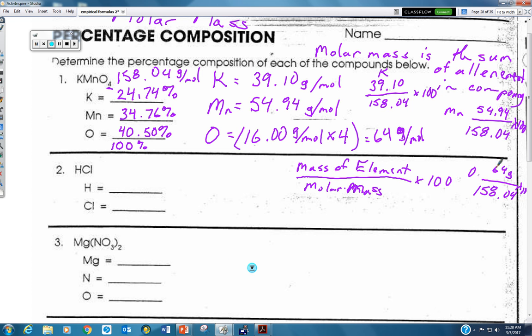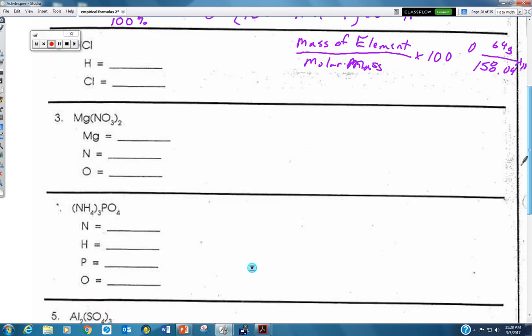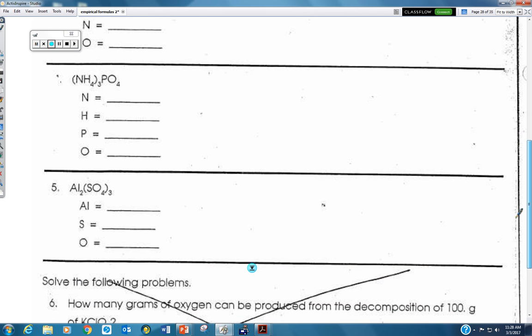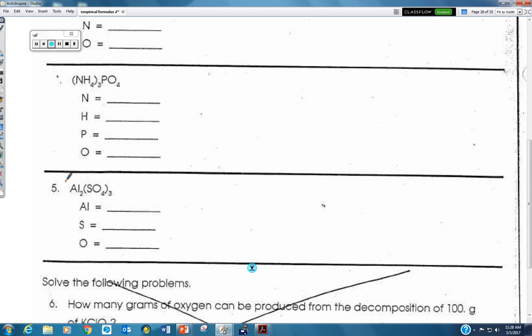All right, I'm going to do one more of these with you, and then I'll show the whole sheet for you to do on your own. So let us look at number 5, aluminum sulfate, and do the calculations from there. Alright, so pause the video, take a minute, and determine the formula mass for aluminum sulfate, and we will go from there.